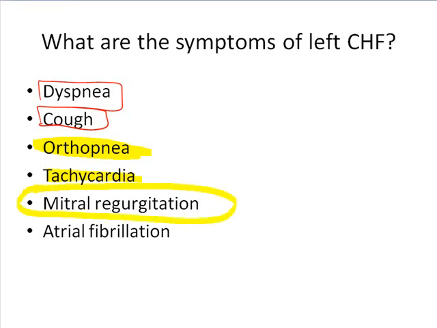Oftentimes, because the left ventricle dilates, remember we said it kind of stretches out, the chamber enlarges, that means that the mitral valve doesn't seal properly anymore. The flaps of the mitral valve can't touch each other anymore because the ventricular chamber has stretched so much. And so you'll get mitral regurgitation of blood into the atrium, left atrium, and you can even get atrial fibrillation. All characteristic symptoms of left congestive heart failure.